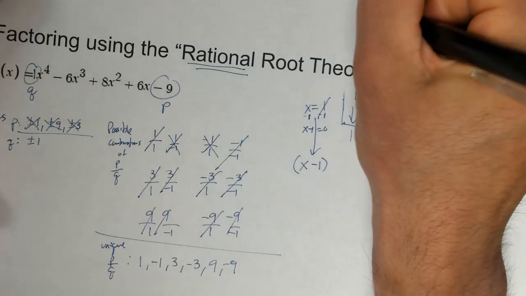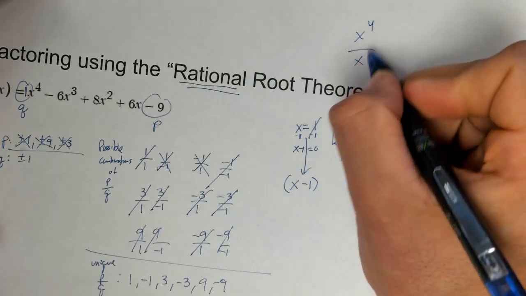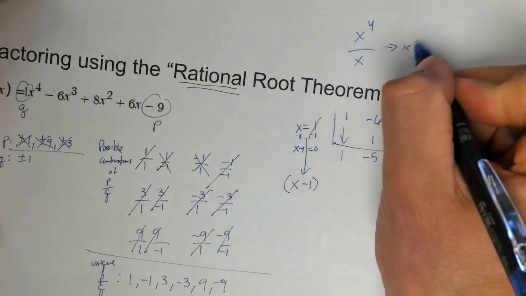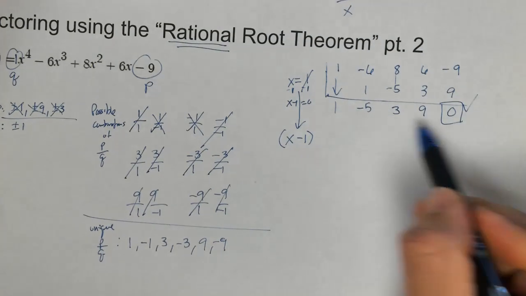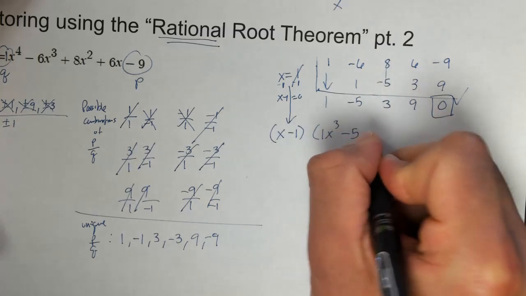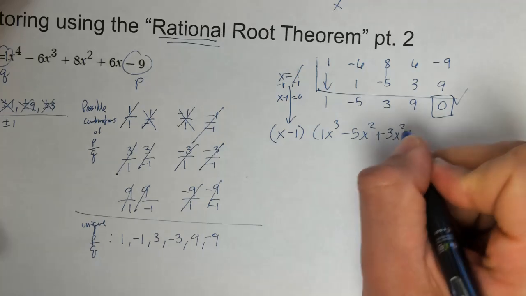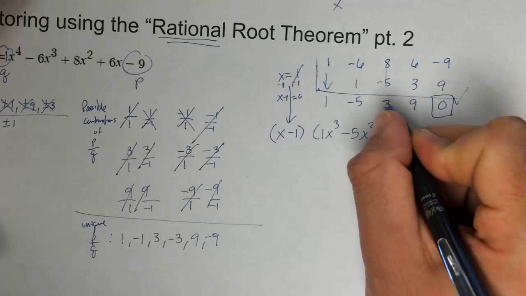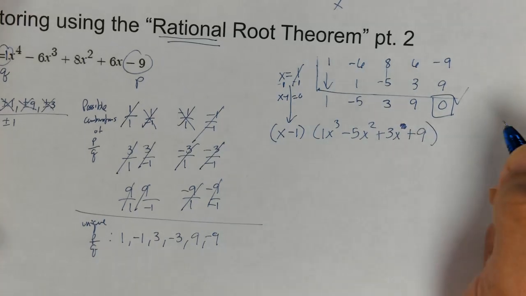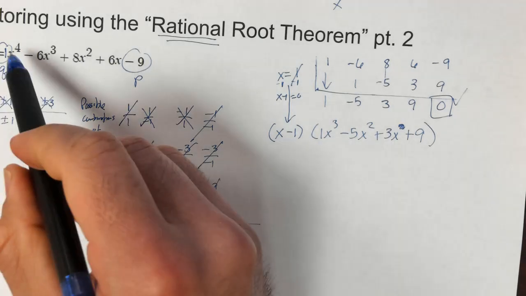Here, since I'm dividing an x to the 4th power by a single x solution, x to the 4th divided by x results in x cubed, which means the remaining piece is a cubic: 1x cubed minus 5x squared plus 3x plus 9. These are my two factors, right? x times x cubed is x to the 4th.